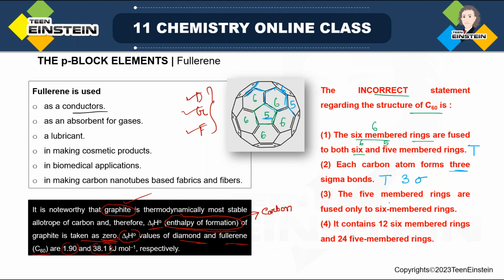This is also true. Third statement: the 5-membered rings are fused only to 6-membered rings. This is also true. If you focus on this part, you will understand this. Only one statement is left.